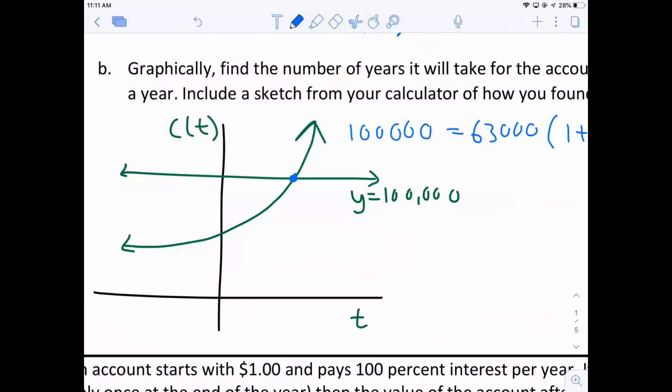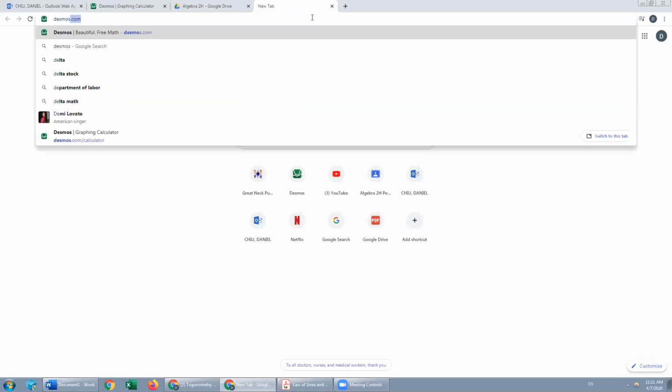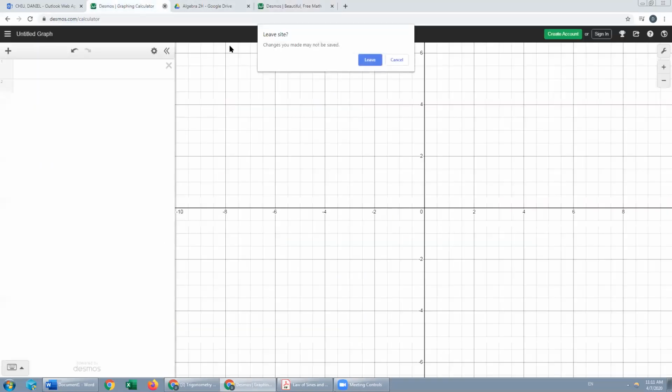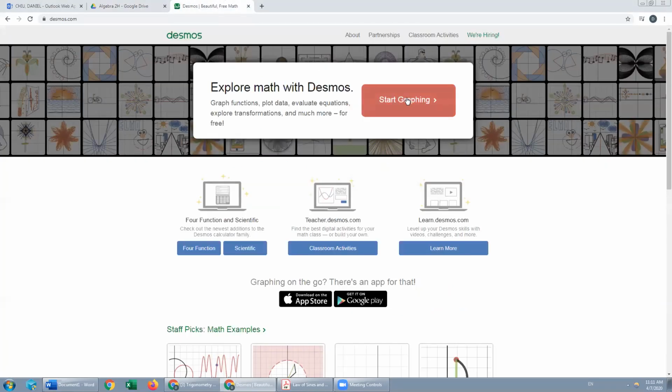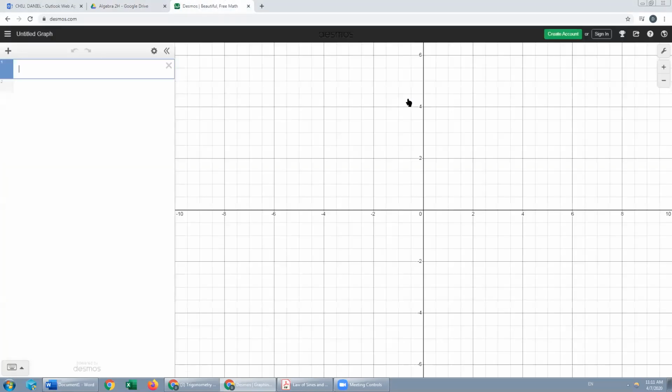So how do I do this again? New share. Let me change the screen. All right, can you guys see my other screen now? Do you guys see Desmos?